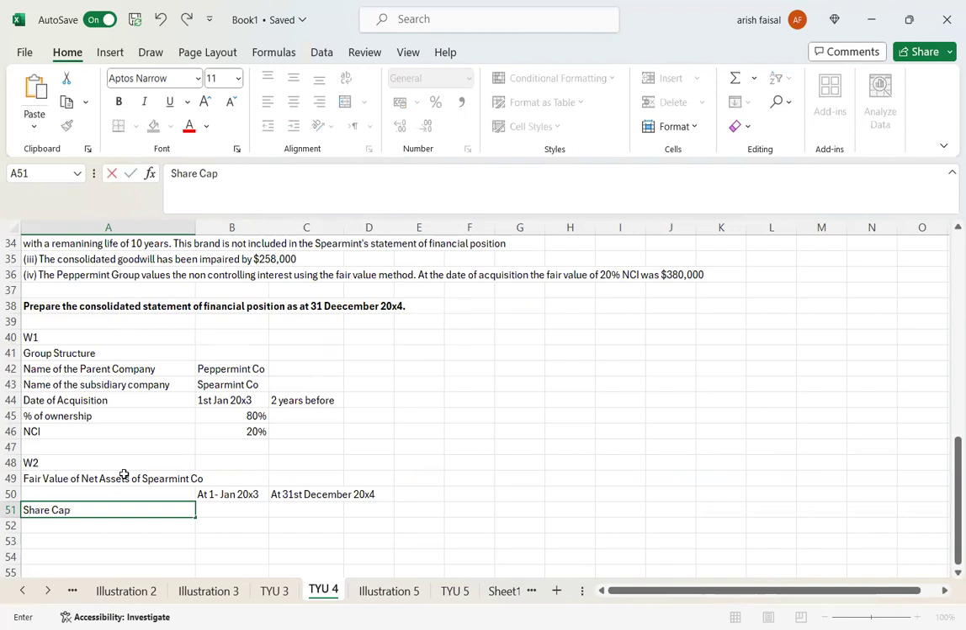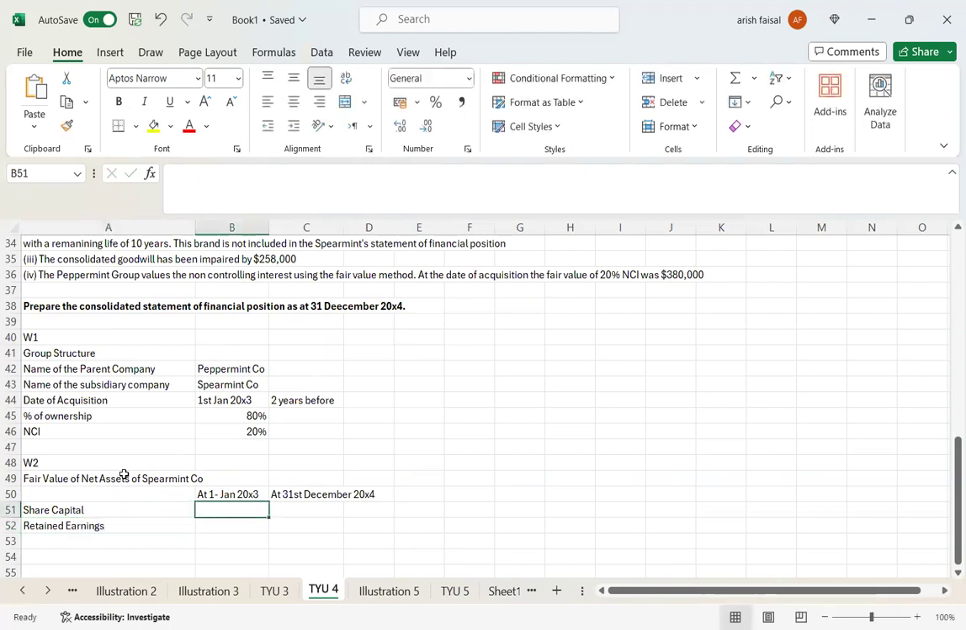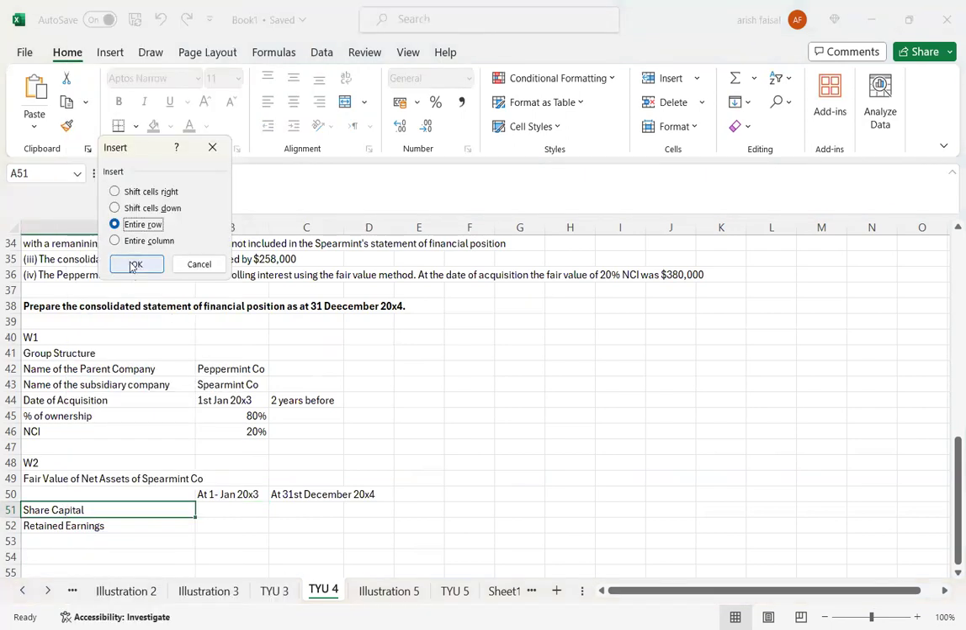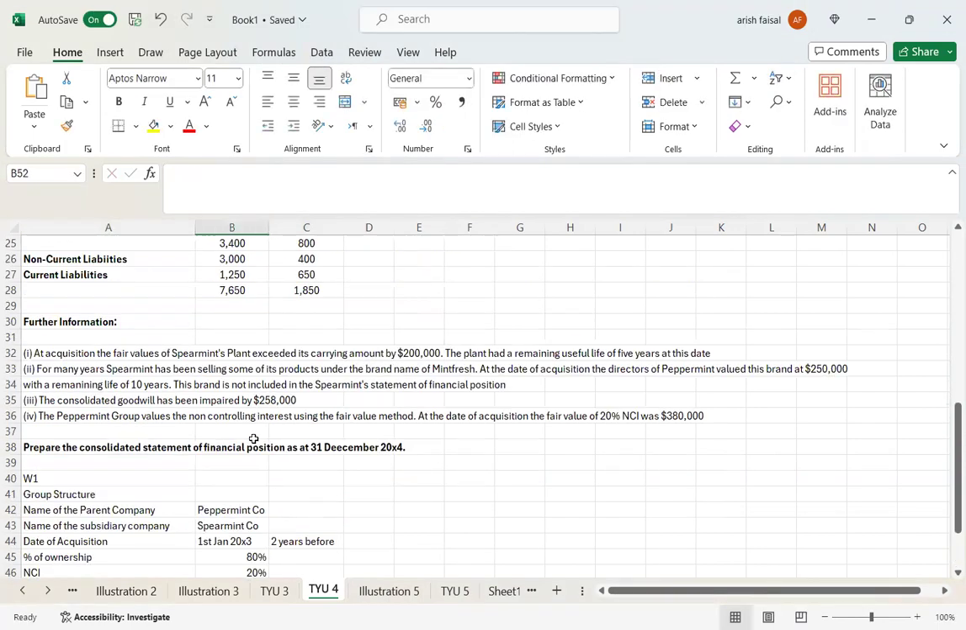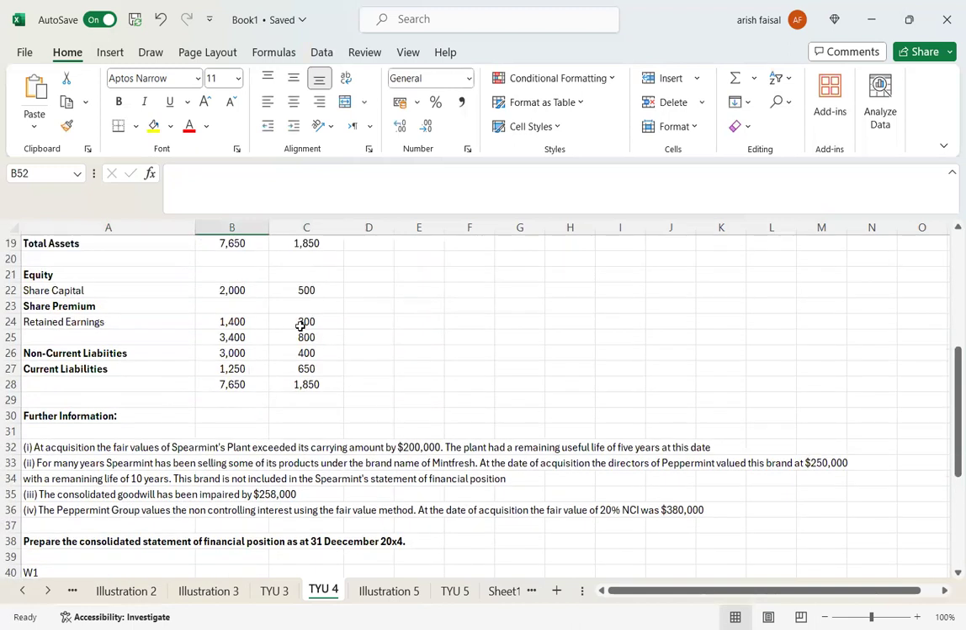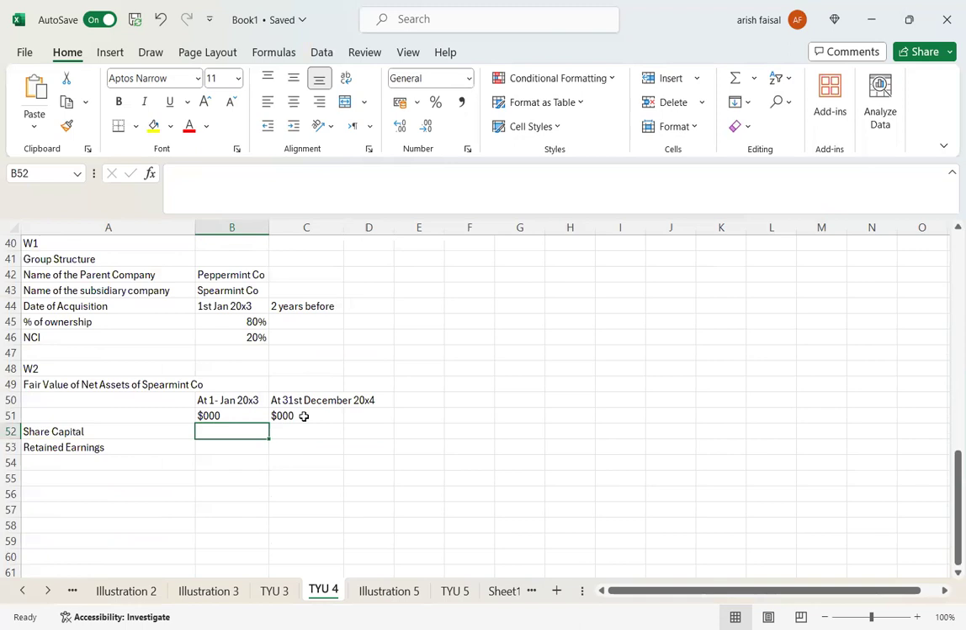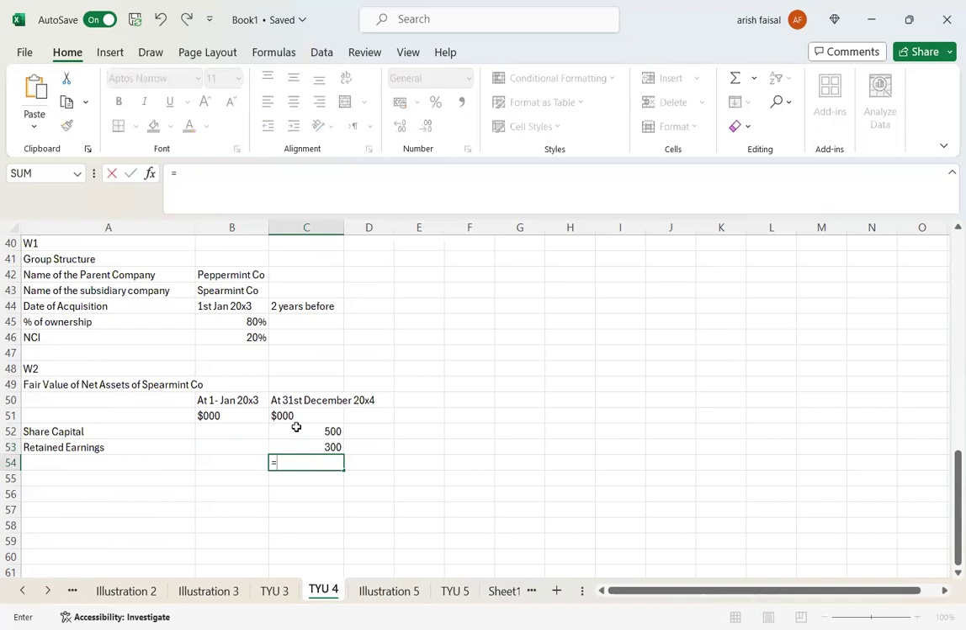So we have the share capital and then we have your retained earnings. Okay, we can put 1,000 because all these workings are in 1,000. So share capital, as you can see, is 500,000 and retained earnings is 300,000 at the reporting date, right? So we'll put this 500 and we'll put this 300 and we get a total of 500 plus 300, which is 800, 800,000 worth of net assets at the reporting date.